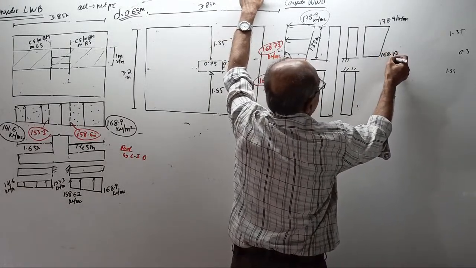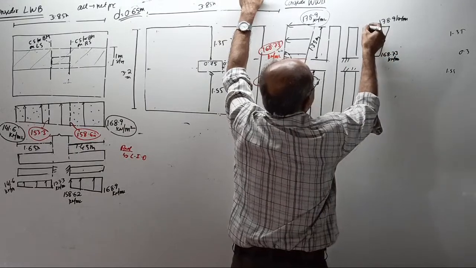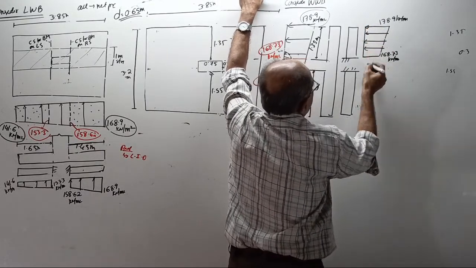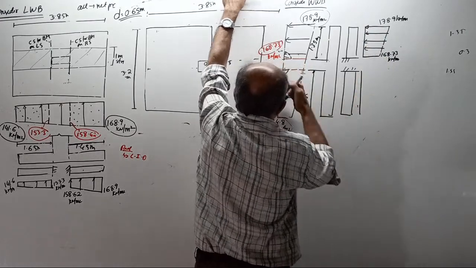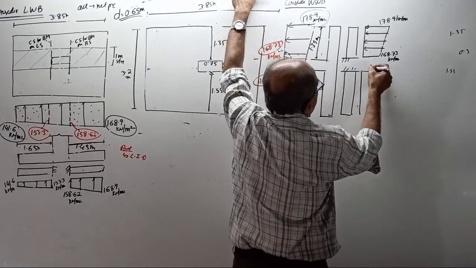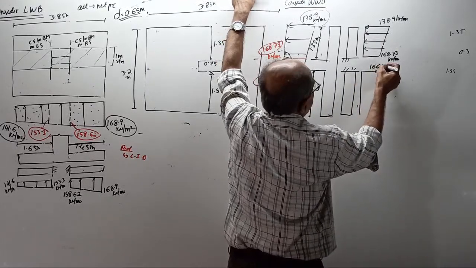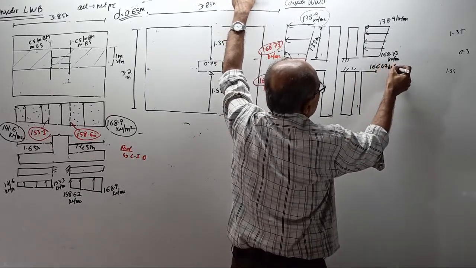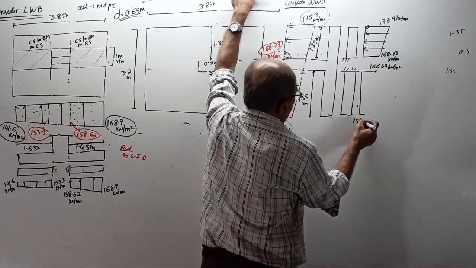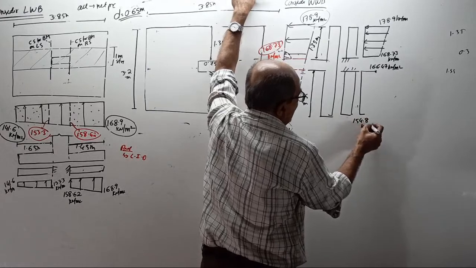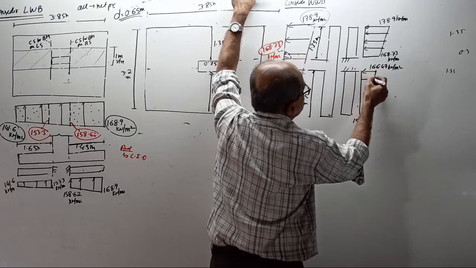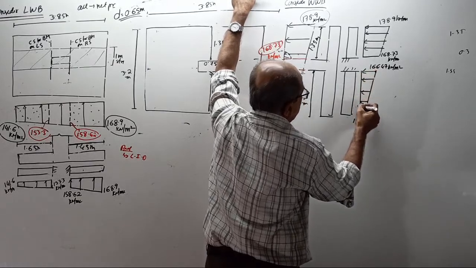168.73 kN per meter square. This is the pressure diagram for the back side cantilever, and if I take the front side cantilever, this pressure is 166.47 kN per meter square. Here it is 154.8 kN per meter square. It is this way. This is the pressure diagram for the bottom side cantilever.